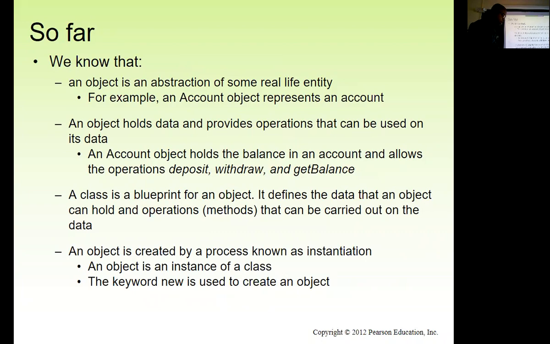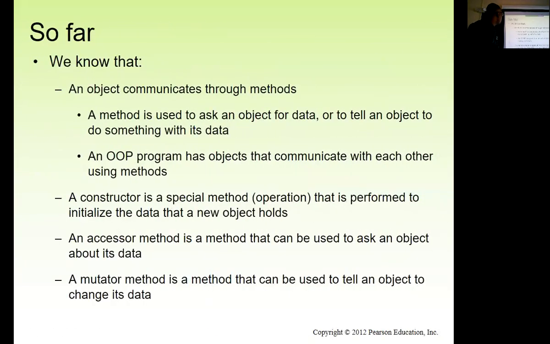So we also agree that an object is created by a process called instantiation, right? Now, noting here that an object is an instance of a class, and we use the keyword new in Java to create an object. We also know that objects communicate through methods, and a constructor is a special method. We discussed that. Then we have two other types, which are accessors and mutators, which you can use to categorize the methods that you can write in your class.